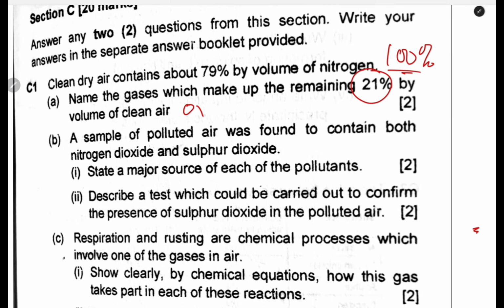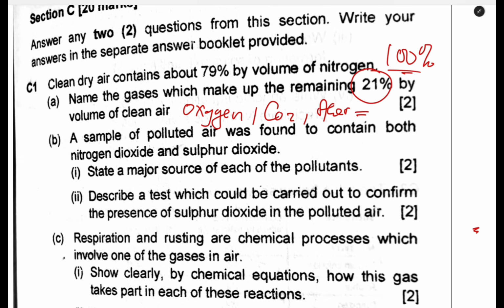So in this case, we are going to talk of oxygen and also carbon dioxide. Carbon dioxide forms part of this 21%. You can talk of other gases, you know what is found in other gases. We have argon, helium, and all that.